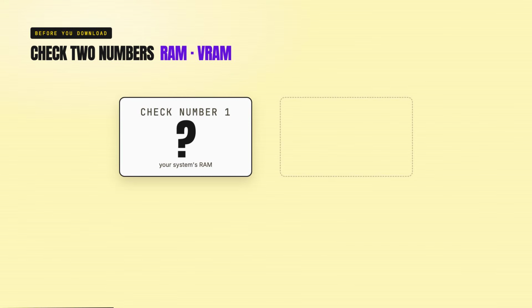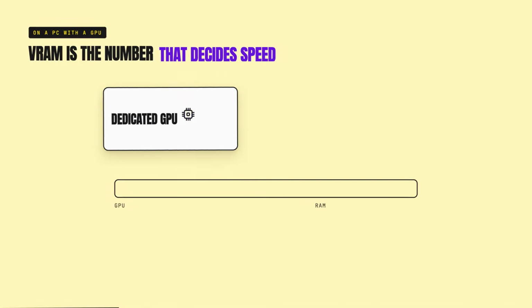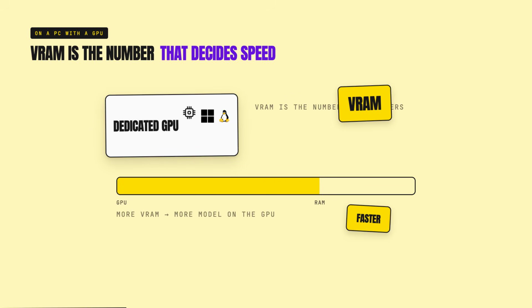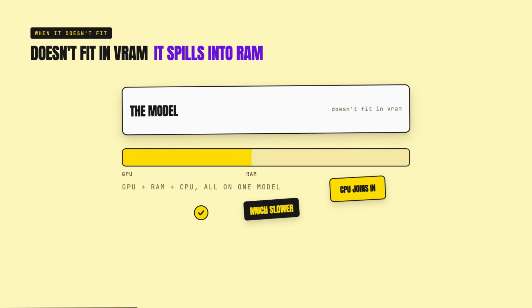Before downloading anything, check two numbers. How much system RAM does your computer have? And if it has a dedicated graphics card, how much VRAM does that GPU have? On a Windows or Linux PC with a dedicated GPU, VRAM is usually the most important number. More VRAM lets you keep a larger part of the model on the GPU, which normally gives you much better speed. If the model does not completely fit in VRAM, tools such as LM Studio and llama.cpp can move some of it into normal system RAM and use the CPU too. That may allow the model to run, but it can also make it much slower.